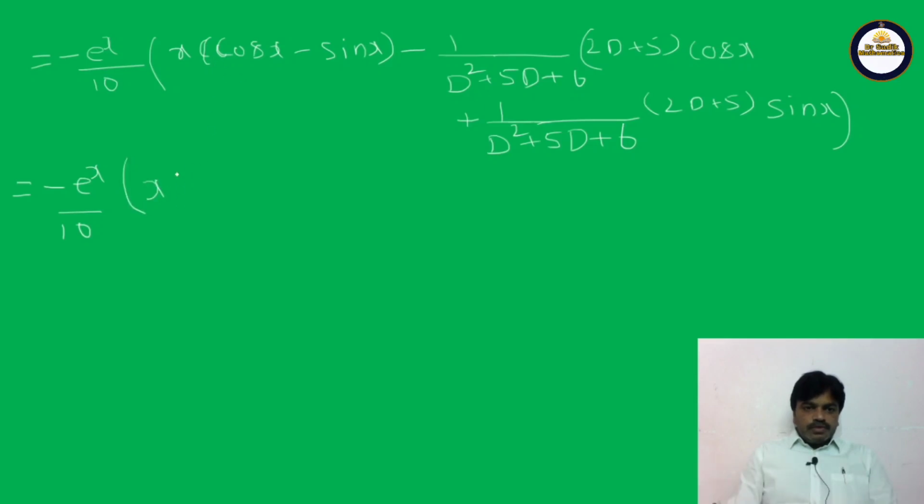So that is equal to minus e power x by 10 x into cos x minus sin x, minus, here x coefficient is 1. So replace D square by minus 1 square. That means we get here 6 minus 1, 5. Okay, so here I can take common 5, friends. So we get here 5 into D plus 1 into 2D plus 5.